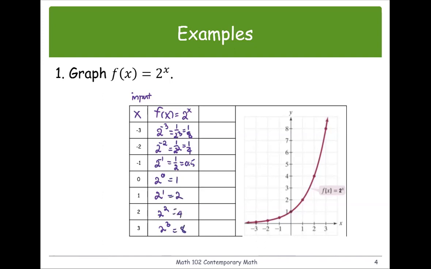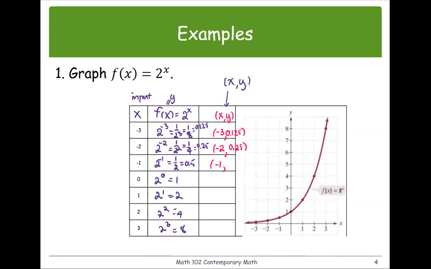The value 1 over 4 is 0.25, and the value for 1 over 8 is 0.125. And the next column here, we are going to use as a column for the ordered pair x comma y. The y value is the function value. Therefore, the ordered pair for the first one I put in this column is going to be negative 3 for the x, and the y is 0.125. The next, the x is -2, the y is 0.25.